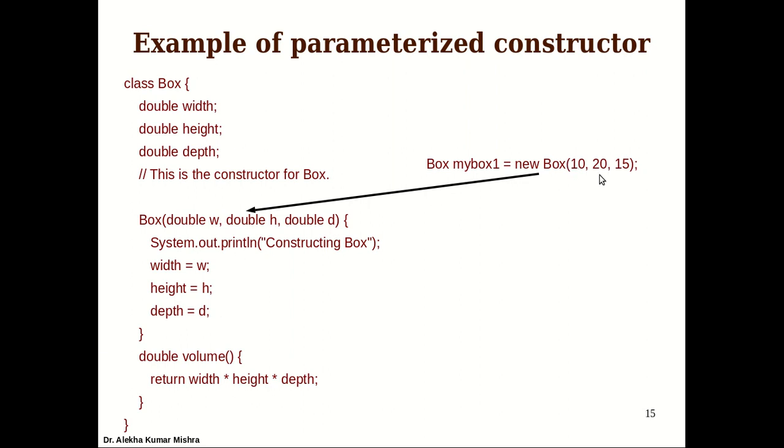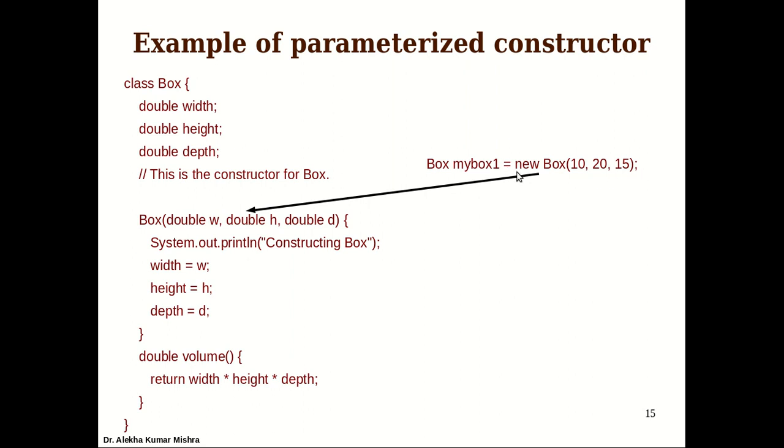If you don't pass the parameter, it will understand that you are invoking the default constructor. So in that case, all will be 10. But when you pass parameters exactly matching the number of parameters and the type of arguments, the parameterized constructor is going to be invoked and assign 10, 20, 15 to my box one.